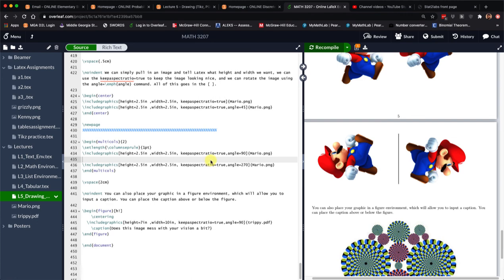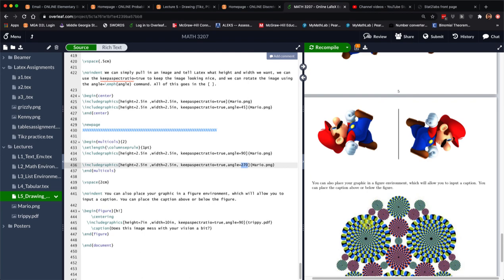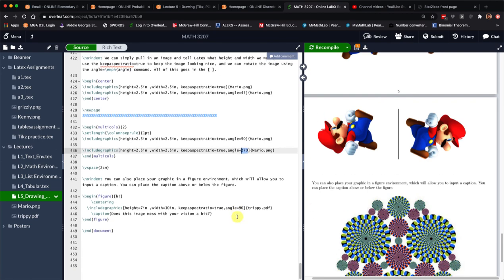So I had to put that space in there to keep them that way, and because I'm using multicols, it puts them in both separate places. But notice the only thing different I did with the include graphics command here, everything is the same as the first two Marios on the previous page, with the exception that I made my third Mario a 90-degree angle, and I did my last Mario at a 270-degree angle. Imagine if we made him smaller, we could make it look like he was doing an entire flip in some kind of weird motion. Maybe we'll try that in a second.